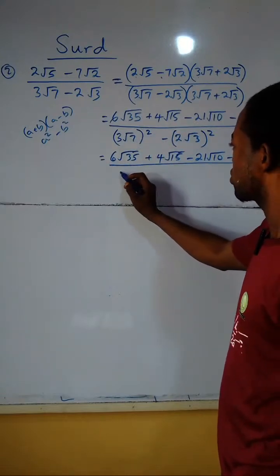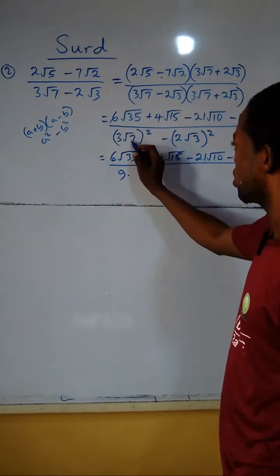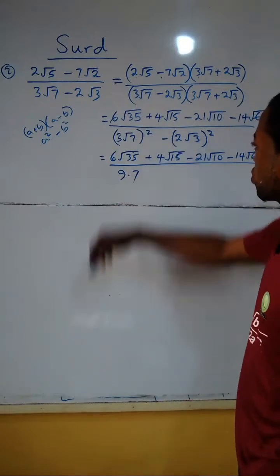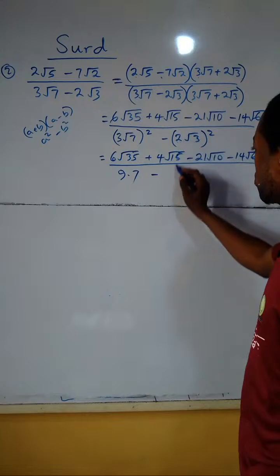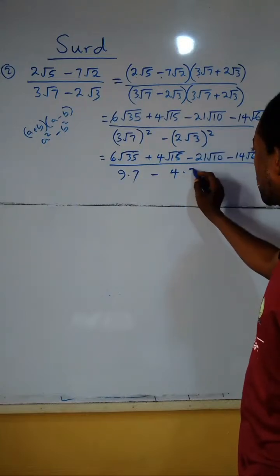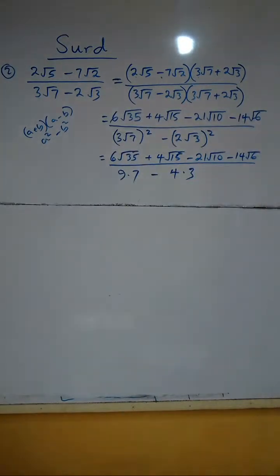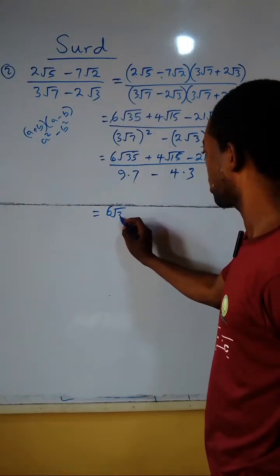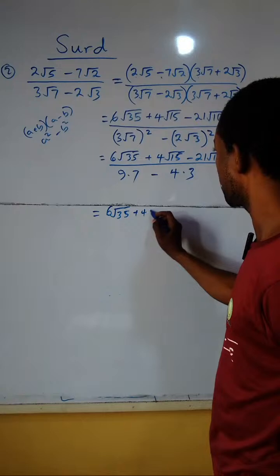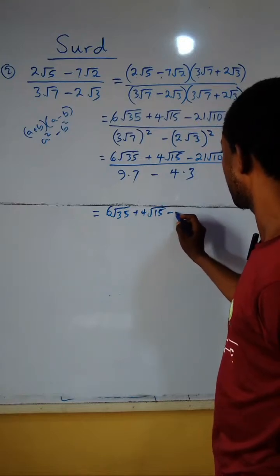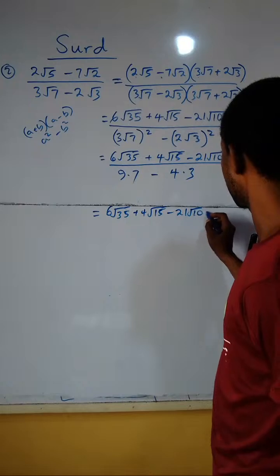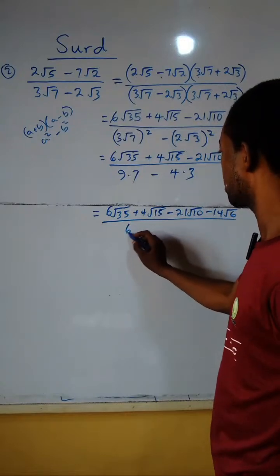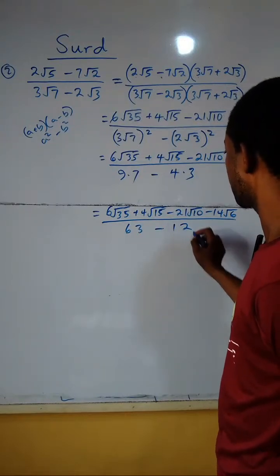square will affect 3 here. 3 square, that's 9 times square affect root 7. 7 times 9 times 7, that's, square cancel square root, that's 7, then minus square affect 2 here, that's 4, then times also we have 3. Then solving this further, we have 6 root 35 plus 4 root 15 minus 21 root 10 minus 14 root 6 over 9 times 7, that's 63, then minus 12 here.